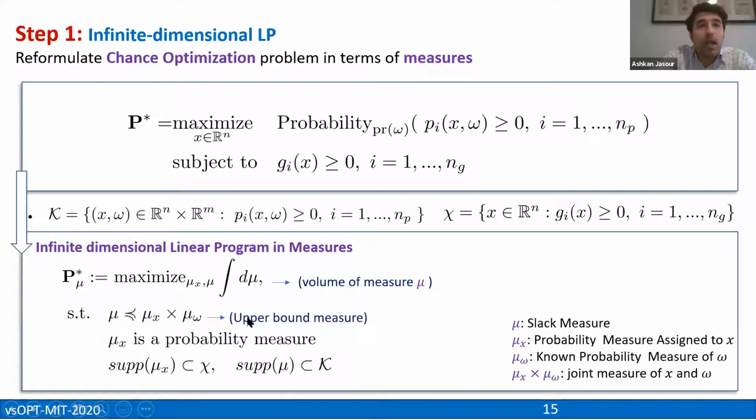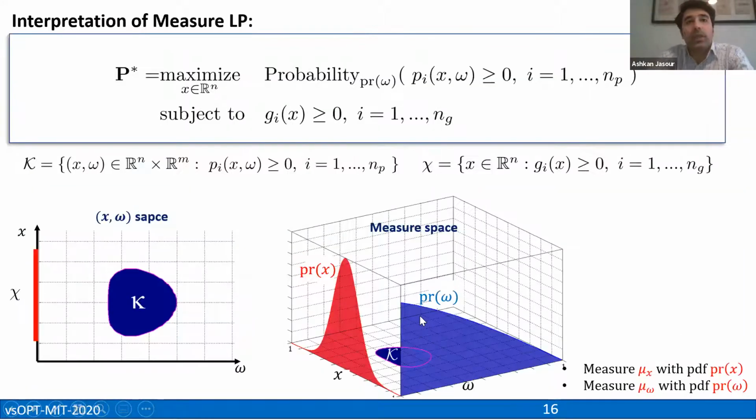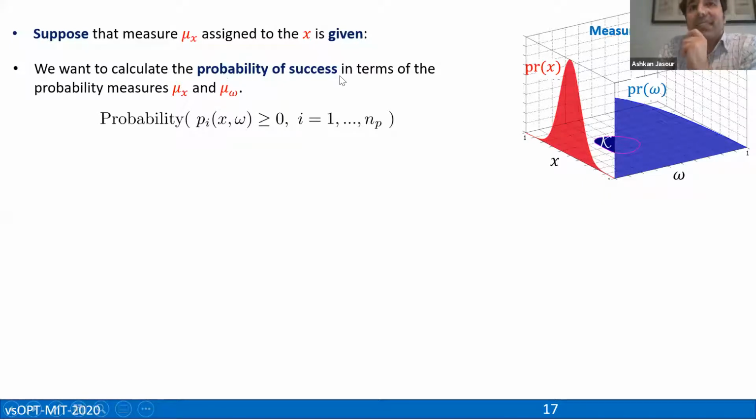And to explain this optimization, let's look at this simple example. In this example, this is our success set K defined in the space of x and omega. And now in the measure space, we have a given probability measure of the uncertainty omega. So here I am plotting its PDF, a probability density function of omega. And also we have an unknown probability measure assigned to our design parameter x. So given probability measure omega, and unknown probability measure of design parameters. And now suppose that this measure mu x is also given. So given probability measures mu omega and mu x of the design variable x, the goal is to find the probability of success in terms of the measures, given measures mu x and mu omega.